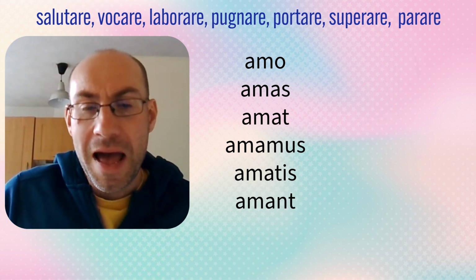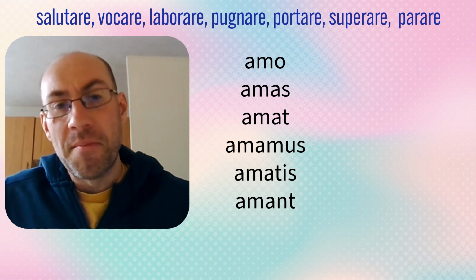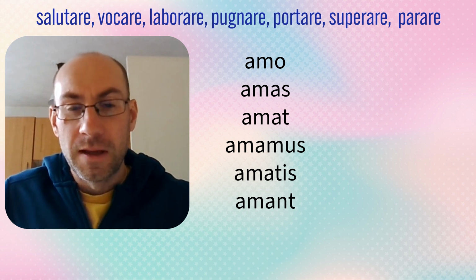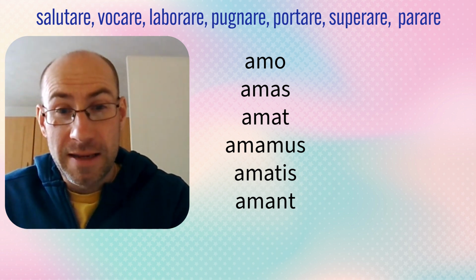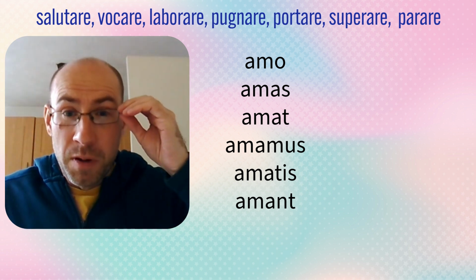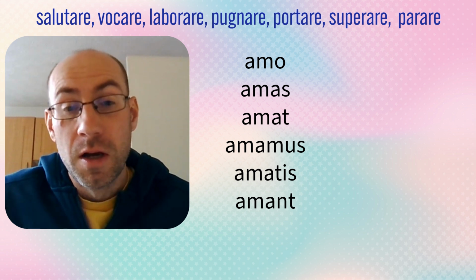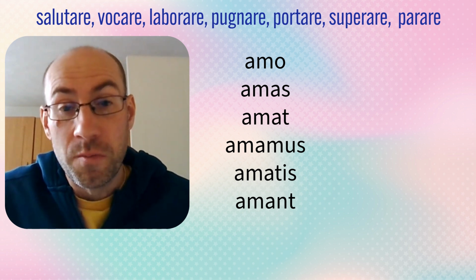Let's just go back to our amo, to love. So we had amo, amas, amat. Amamos, amatis, amant. Right, present tense. Let us now switch to the perfect tense. The perfect tense, perfect comes from another Latin word, perficio, perfectum, which means to complete or finish. Perfect is that which has been finished or completed.